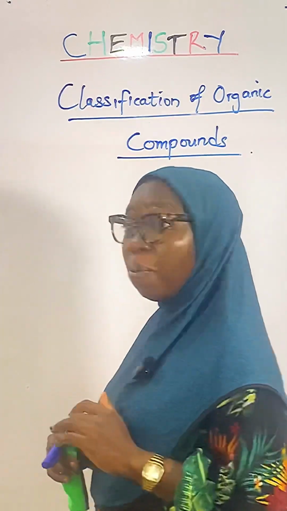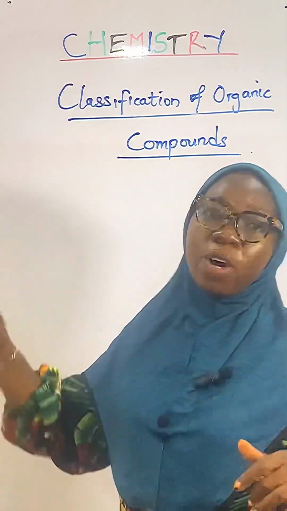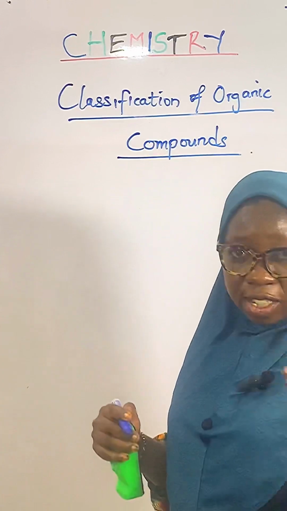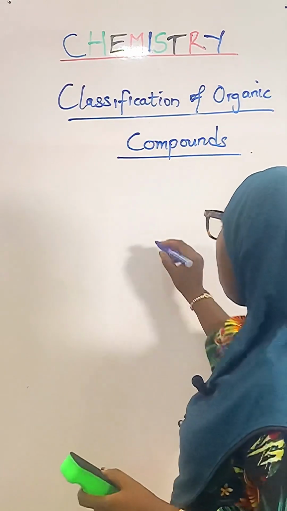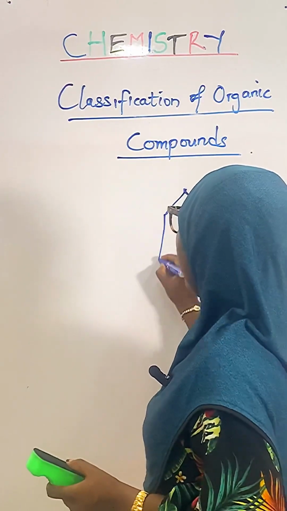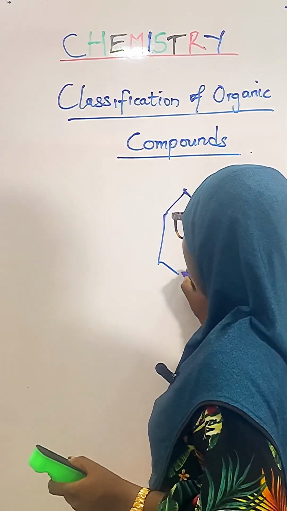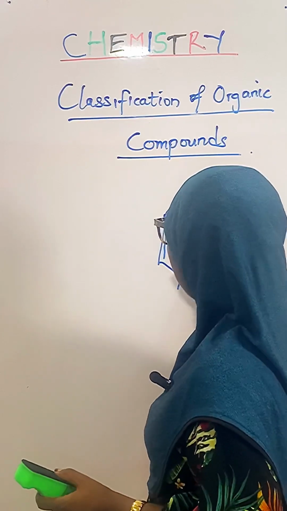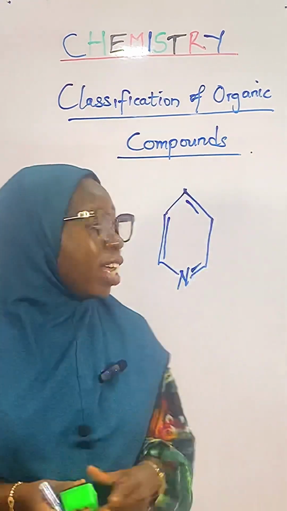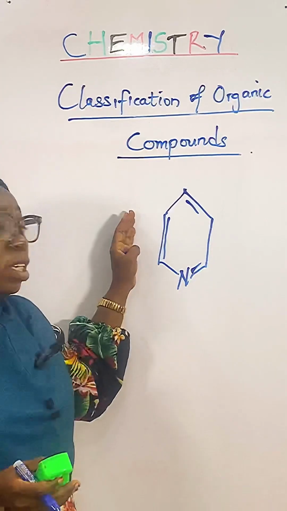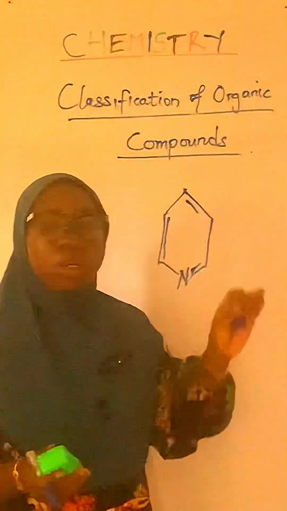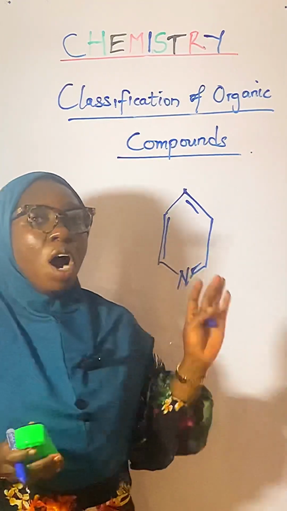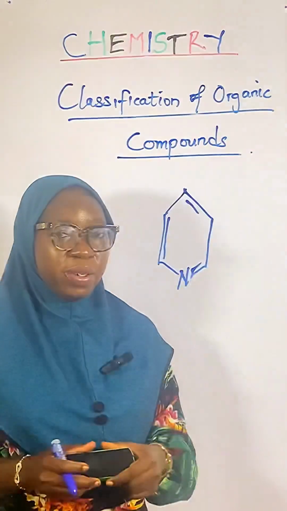Let me give you an example. I'm going to use the one I've given you before, which you have now familiarized yourself with, and that is also pyridine. Like I drew it before, it has a nitrogen in its structure. So it has a nitrogen along with the carbon and hydrogen structure. So that is that about the classification of organic compounds.